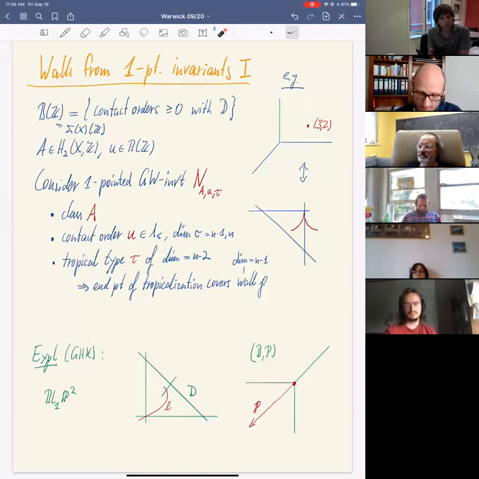Let's look at the example I had on the first page with this blow up in 1 point of P2. You find one line here. Yeah, that's a strict transform of the line going through this point and the blown up point. And that line contributes to this count, to this one punctured Gromov-Witten invariant. Actually, here it is a positive point. So it gives a number.